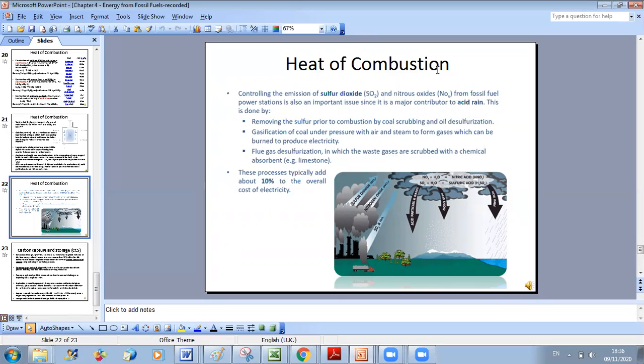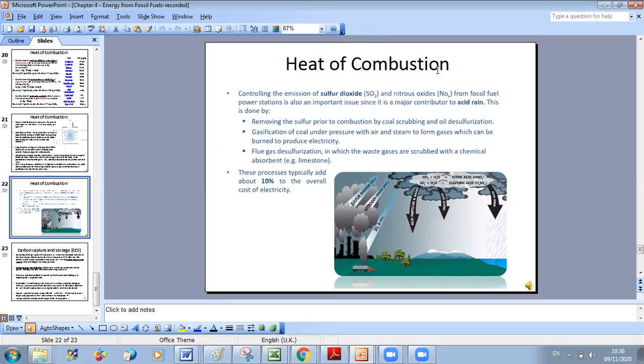Second, we can do gasification of coal under pressure with air and steam to form gases which can be burned to produce electricity. Another strategy is flue gas desulfurization, in which the waste gases are scrubbed with a chemical absorbent such as limestone. But as you can see, these are complex procedures. This is why these processes typically add about 10% to the overall cost of electricity.